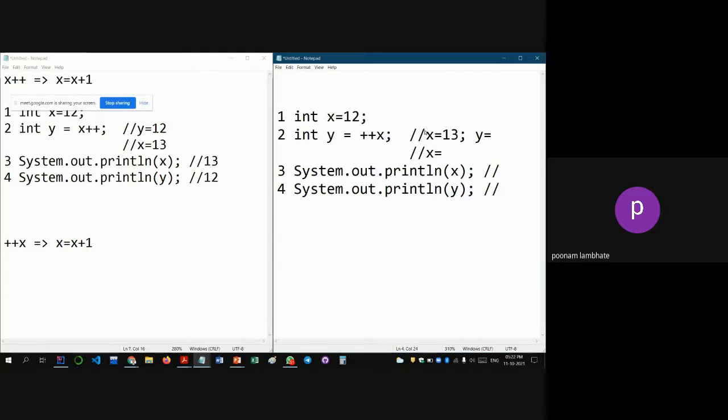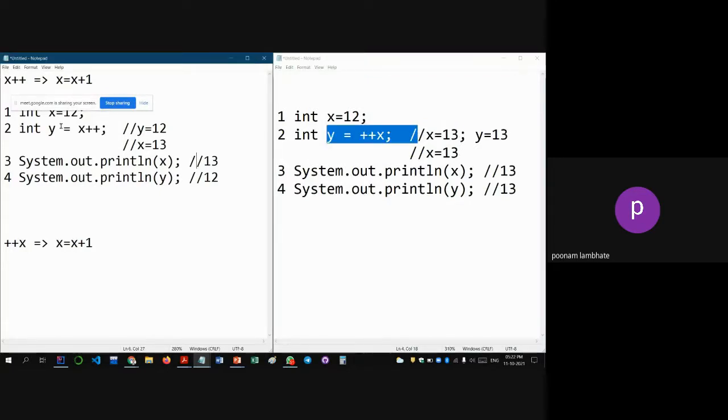It has been increased. And the new value of x will get stored inside y. And now from line number 2 onwards, x will be 13 only. So at line number 3, if you want to print the value of x, it is 13. And at line number 4, the value of y is 13. So did you get the difference? See, in pre-increment, first increment. So x will become the new value 13, and that new value you will store inside y.